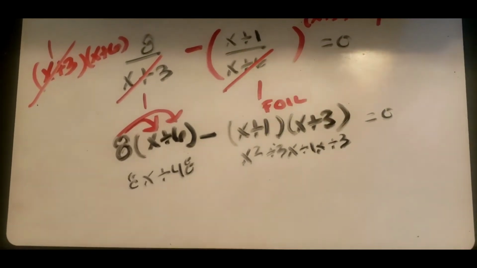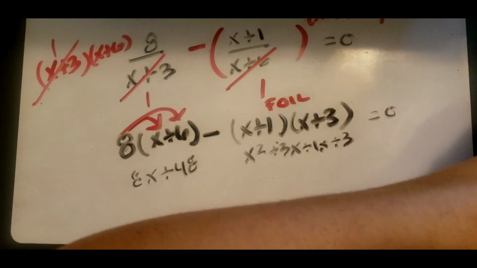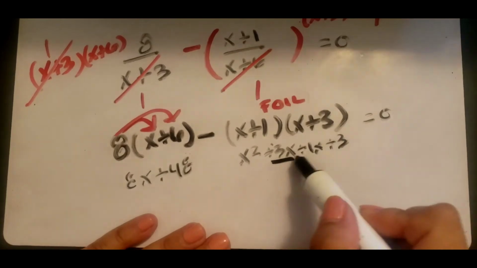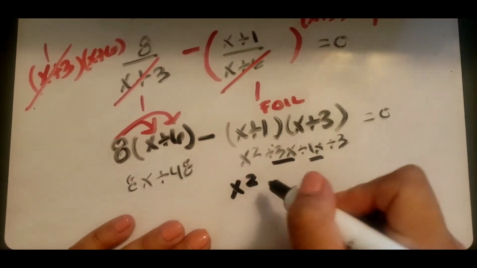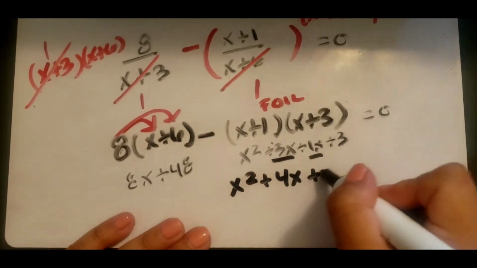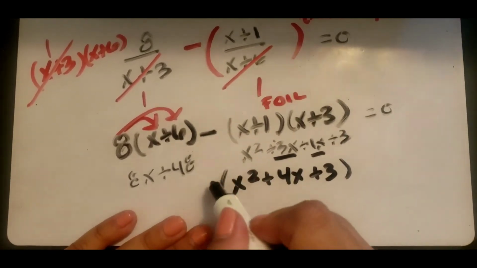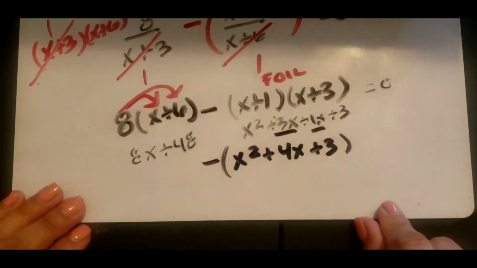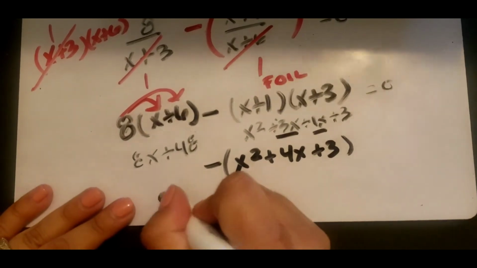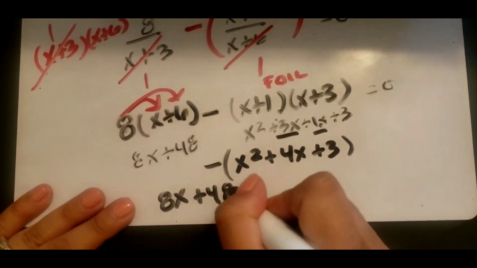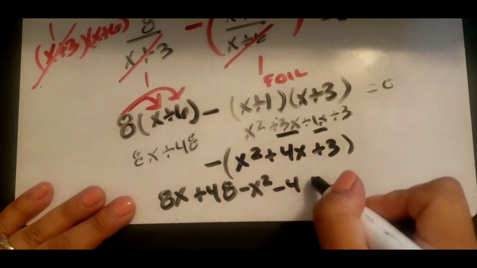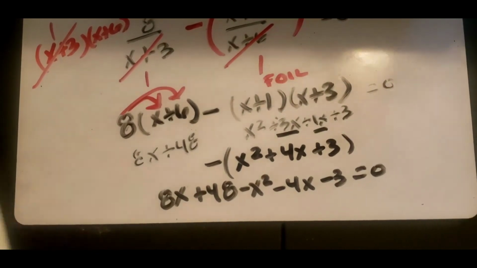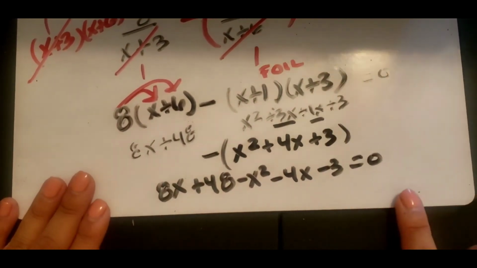Those are looking like division signs because my marker's running out, so let me grab another marker. Okay, so I'm going to combine like terms right here. So now I have x squared plus 4x plus 3. And then don't forget I have this minus. So now I'm actually going to distribute to everything. Ready? I'm going to have 8x plus 48 minus x squared minus 4x minus 3 equals 0. So this is what I have left.